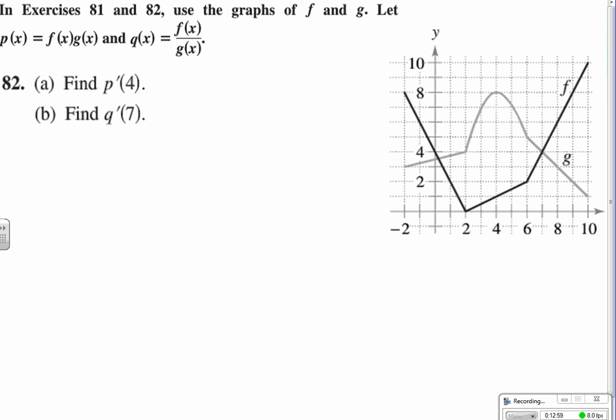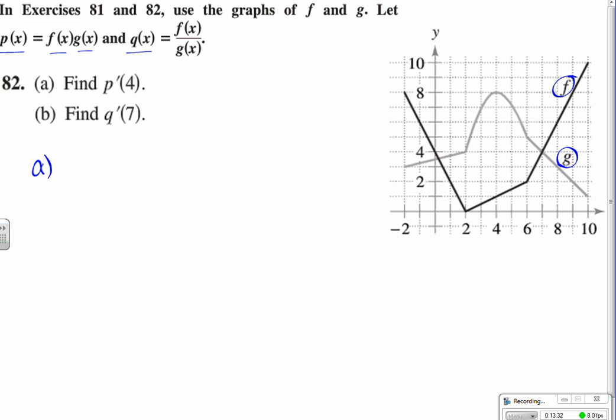Problem 82 looks a little confusing at first, and then you just got to take it step by step and do what they ask. Reading the directions, it says use the graphs of f, there's f, and of g. G is the lighter one, a light gray there. And then they define how q is created and how the p function is created. P is the product of f times g, and q is a quotient of f and g.